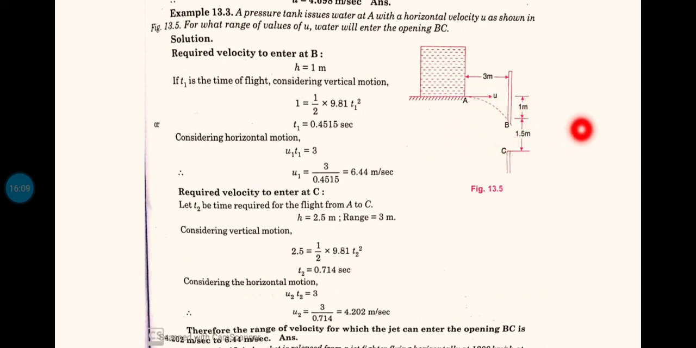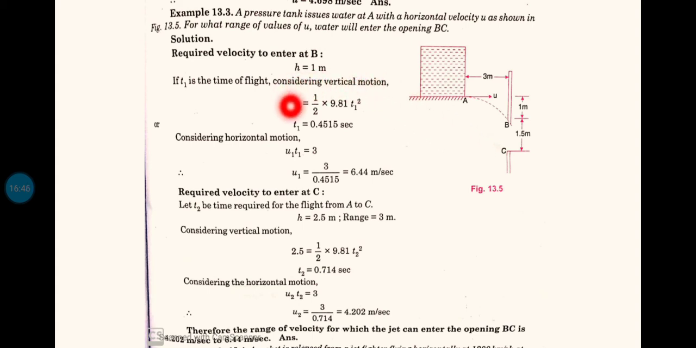So first, the required velocity to enter at B. Here h is equal to 1 meter. Since we are considering the vertical motion only, acceleration will be due to gravity, g 9.81. So s is equal to ut plus half at square, that is our equation. In the vertical direction, u will be 0. U is along the horizontal direction only. There is no component of velocity in the vertical direction, so if you are considering the vertical motion, the u value will be 0.